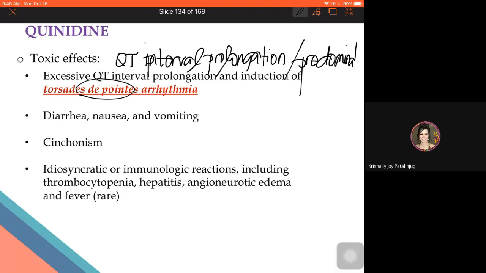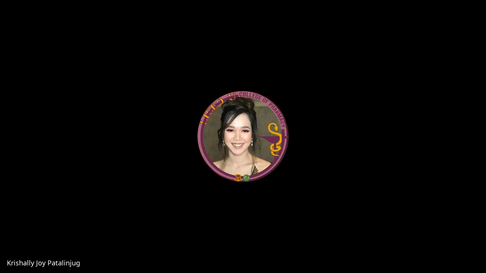Recall natin, di ba, ang QT interval ay QRS, then T wave. Okay, so yan yung QRS. So, ang ECG ng patient pag may Torsades de Pointes, somehow, it looks like this na. Something ganyan.